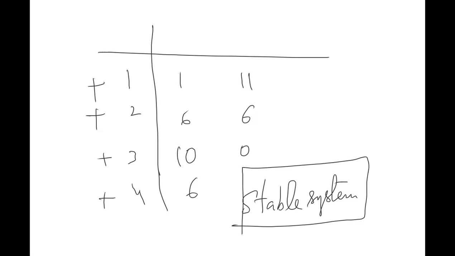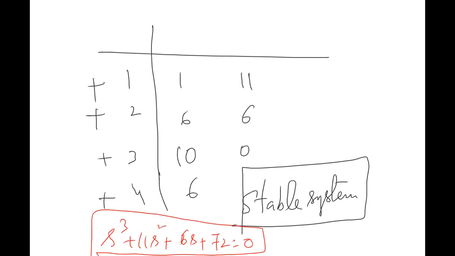Clear? Now I just change this equation. I will give the same equation by changing the coefficient. S cube plus 11s square plus 6s plus, let's say, 72 is equal to 0. Now check whether the system is stable or unstable.